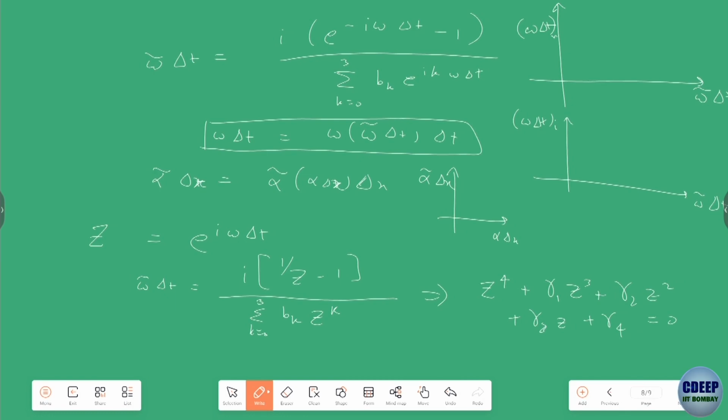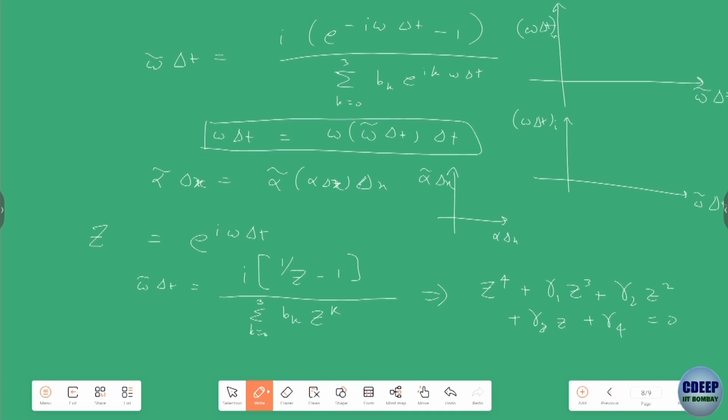Then what do you do with this? Where all the gammas are functions of my omega tilde delta t. For a single omega tilde delta t choice, there are 4 solutions because it's a fourth order polynomial. So those are the 4 roots of this polynomial, and those are all complex in general. These gammas are also complex.